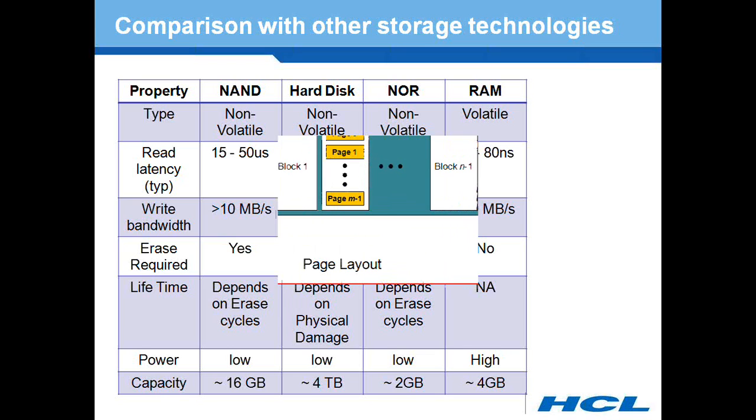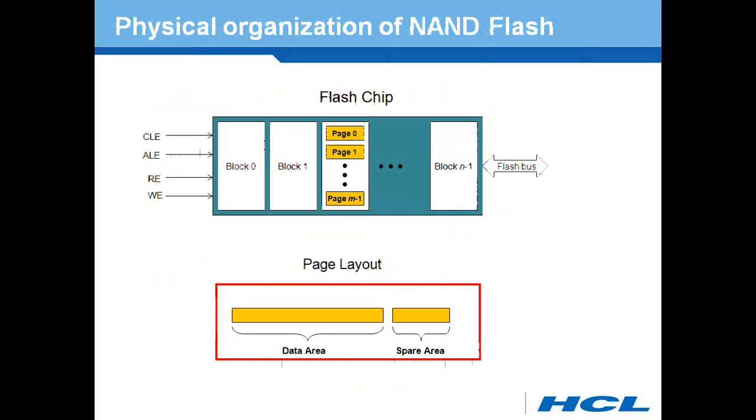Next, we are going to see the physical organization of the NAND flash. The pictorial representation of how a flash is internally organized is given in this slide. Each NAND flash memory consists of a memory array and a flash bus. This memory array is subdivided into a number of finite blocks, and each block is subdivided into pages. The basic unit of erase operation is a block, whereas the basic unit of read or write operation is a page.